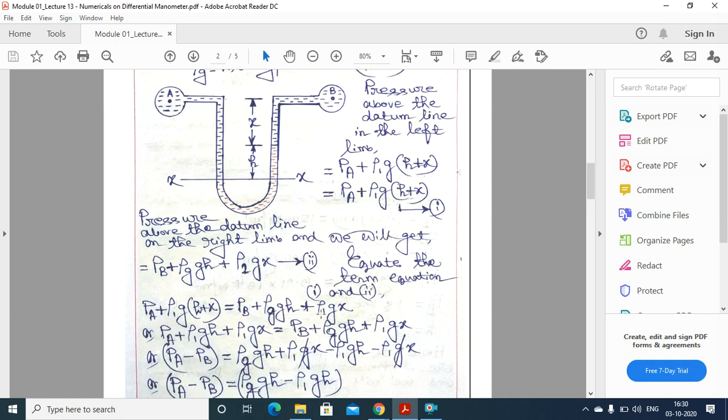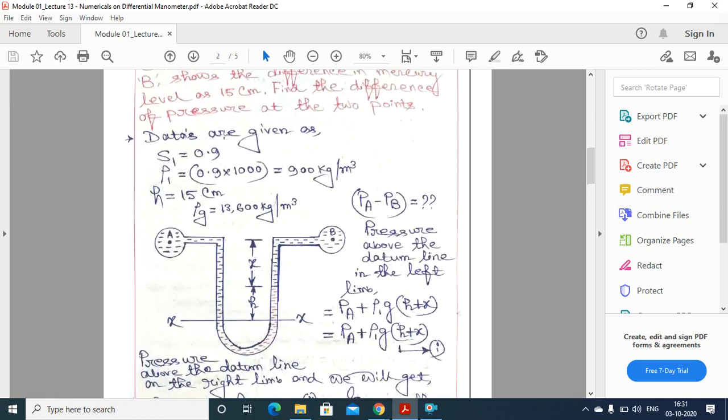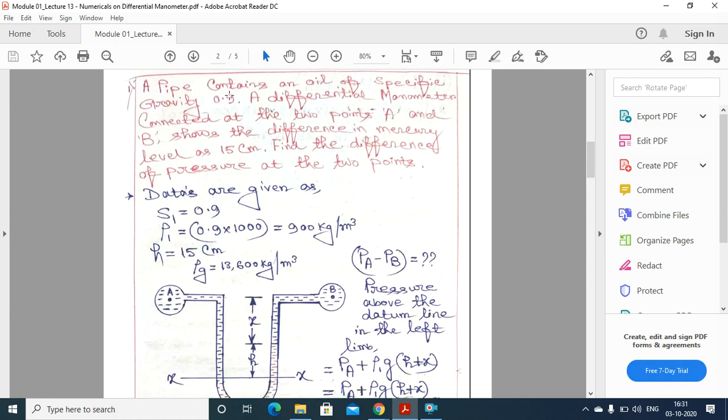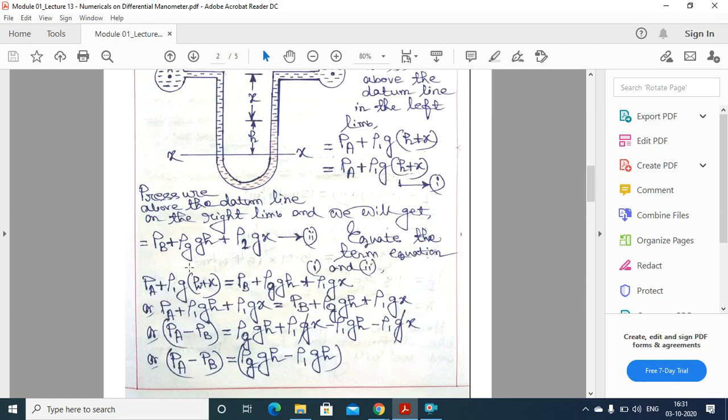Now here you can see that this is rho 1, and here it was rho 2. I am writing rho 2 to try to derive and understand this equation properly. Now this rho 2 is equal to rho 1, because in this numerical it is already mentioned that the pipe contains an oil of specific gravity 0.9. So rho 1 and rho 2 will be the same because pipe A and pipe B contain the same liquid.